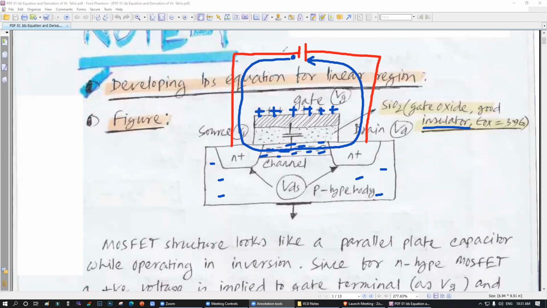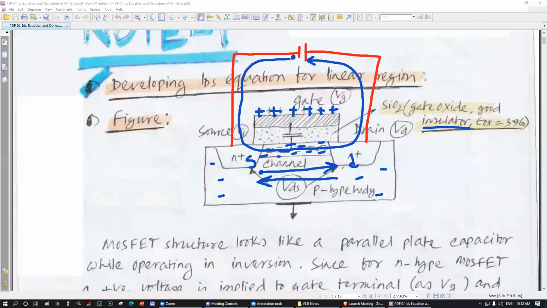Next, if you want to increase the amount of current, you can do many things. There are ways of doing it. By the way, this is the source. Electrons are going from source to drain for NMOS. This is NMOS, remember. So what about the current? Current will go from drain to source, because the direction of electrons is opposite to the current, right?